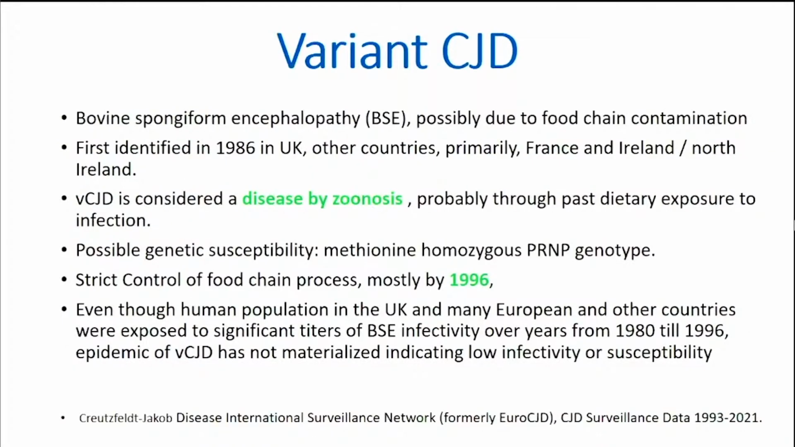The variant CJD has a relatively shorter incubation period, up to 14 years. And once the illness occurs, it takes 13 or 14 months. Patients present with more psychiatric disorders. It was reported initially in 1996 in the United Kingdom, and it is thought of as a disease by zoonosis due to eating the meat of infected animals, particularly cows.